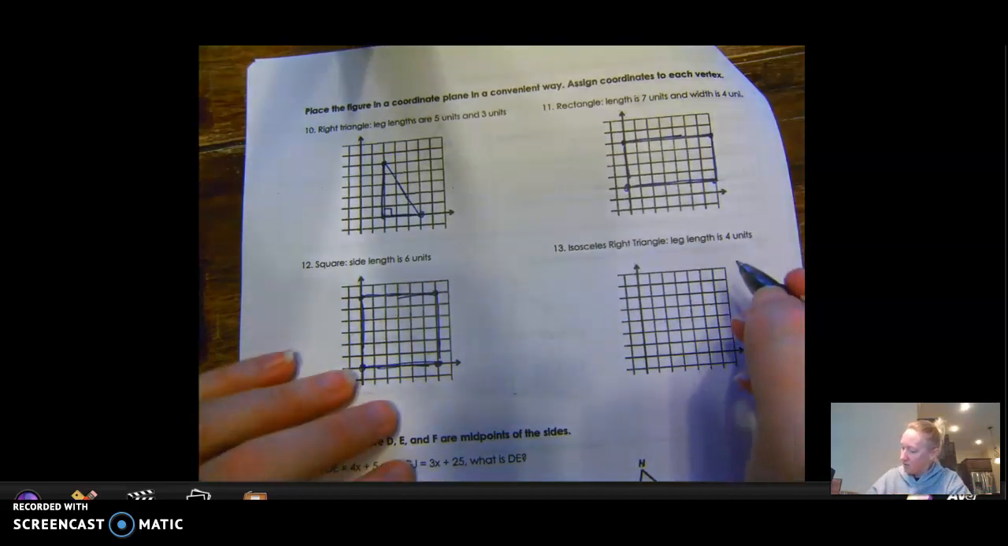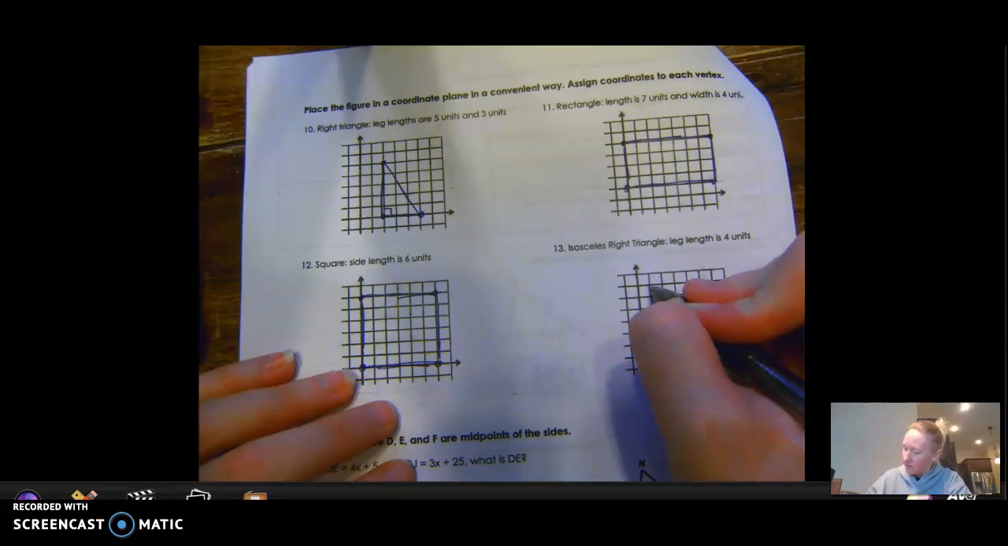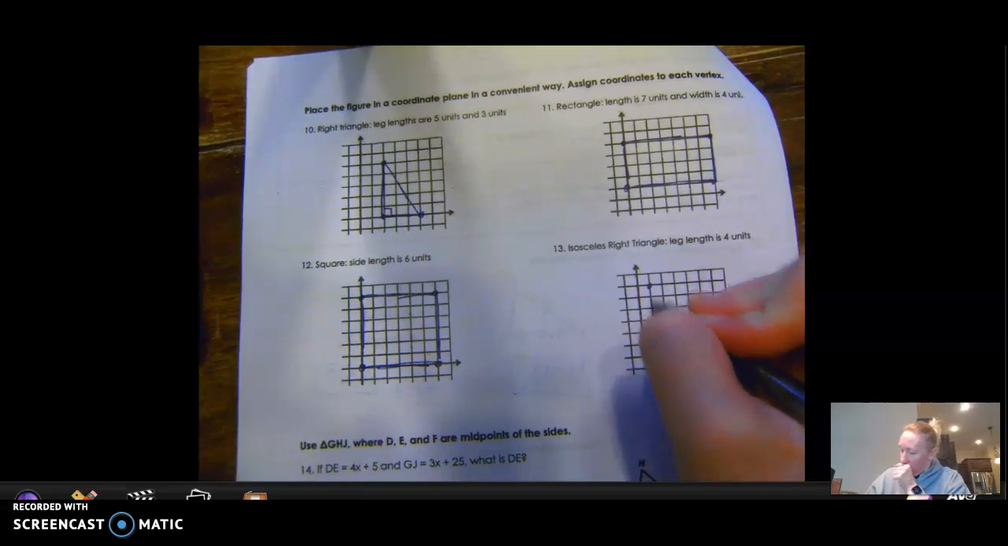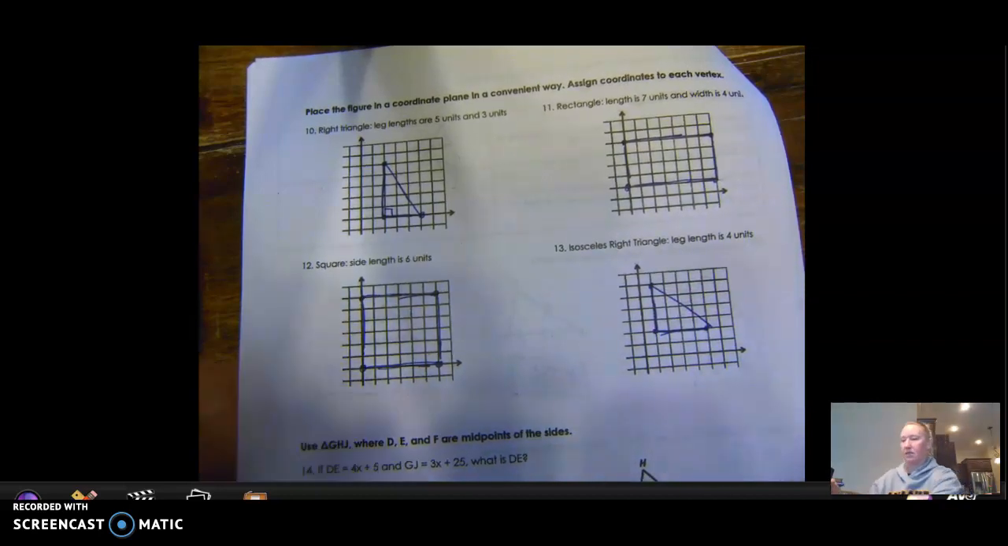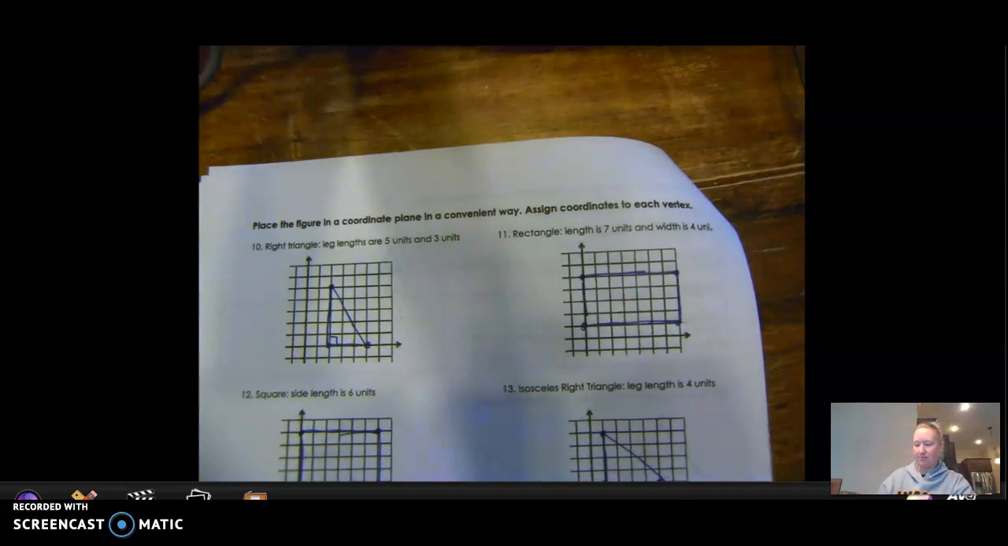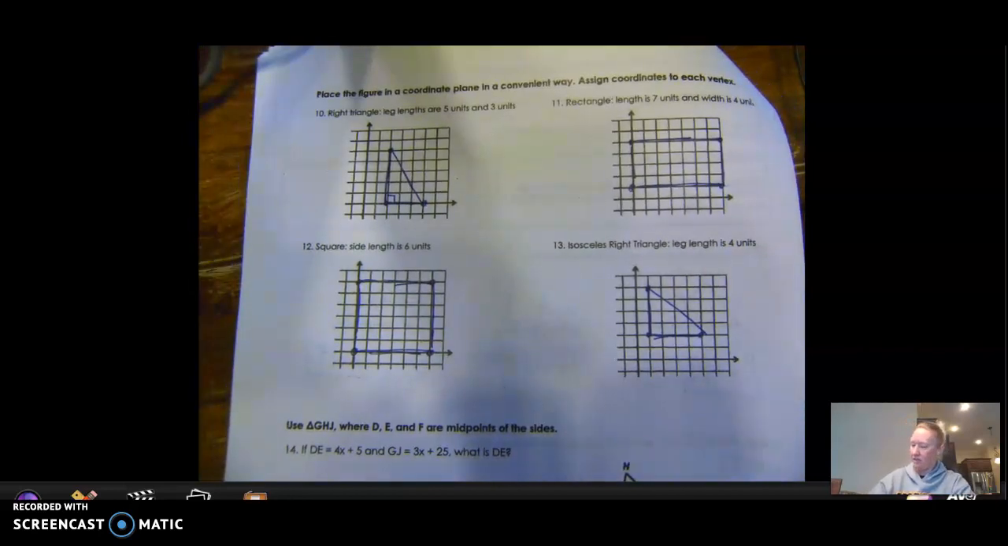Isosceles right triangle with leg length of 4. So 1, 2, 3, 4. And it's right, so it makes a 90-degree angle. These 2 sides are equal in length. So there's that. All right. Next.